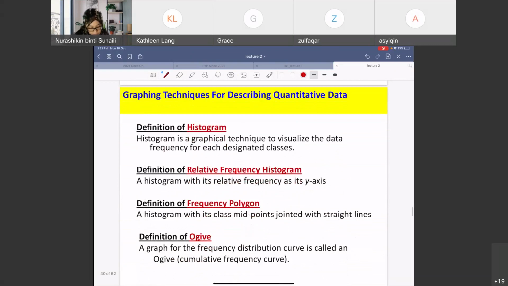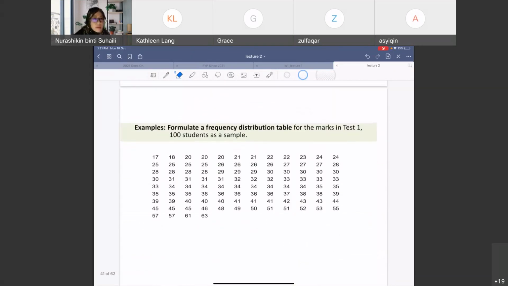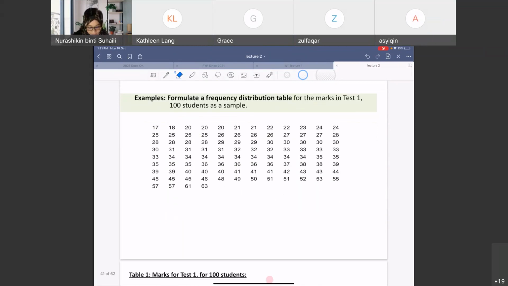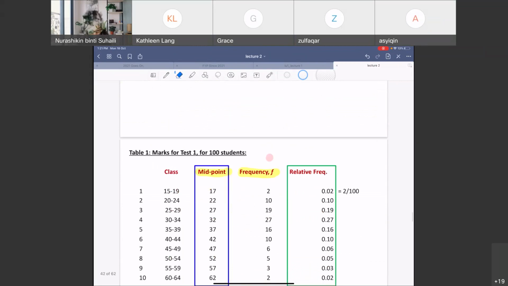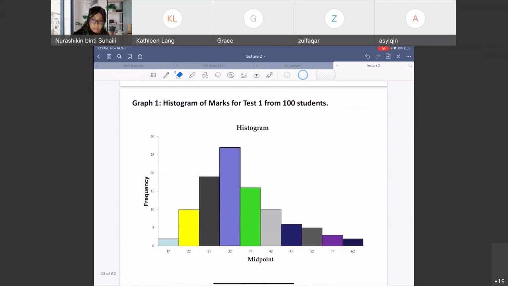And then we have the histogram. We have the relative frequency histogram, frequency polygon, or OGIF. I'm sure you have come across the histogram, right? You have studied it before. I still remember I studied that during my SPM. If I could remember, then of course you should remember more than me. You just had your SPM a few years back.